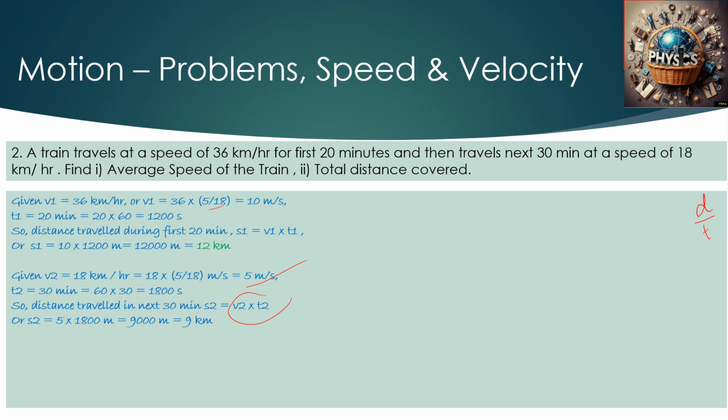So total distance is s1 plus s2, right? We know, and the total time taken is this time plus the next time. So now we need to find out the average speed. Of course we know average speed is total distance by total time taken. So total distance is 12 plus 9, which makes it 21 kilometers, and total time is 50 minutes.